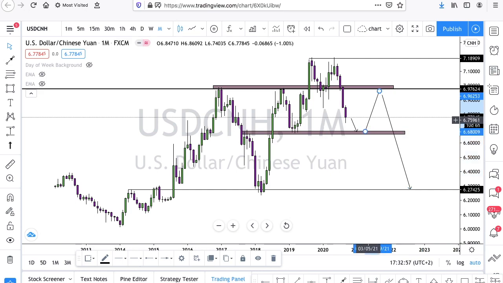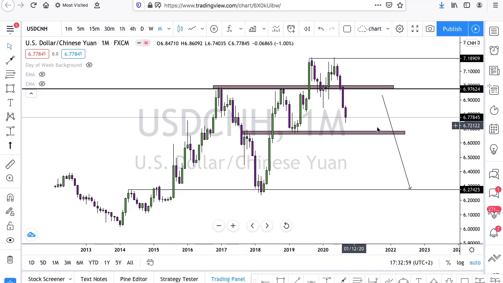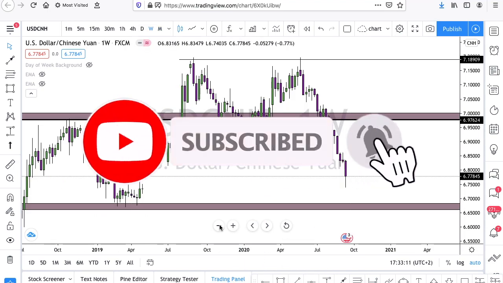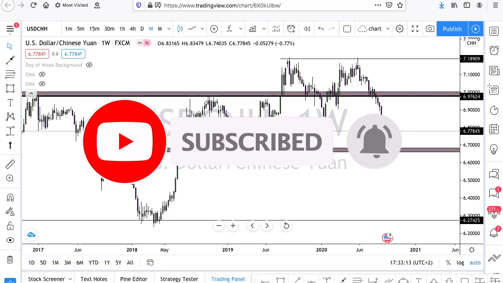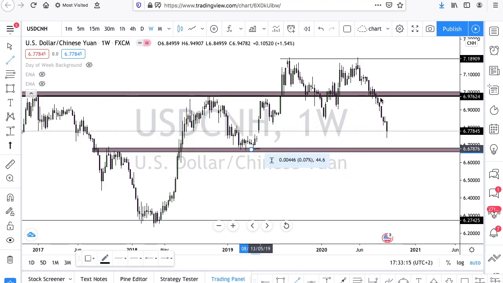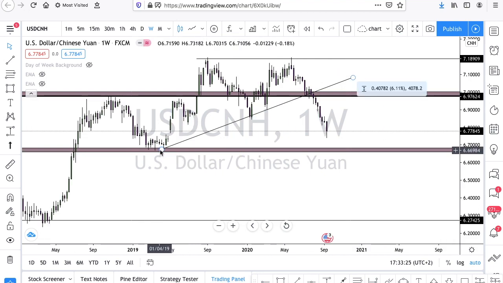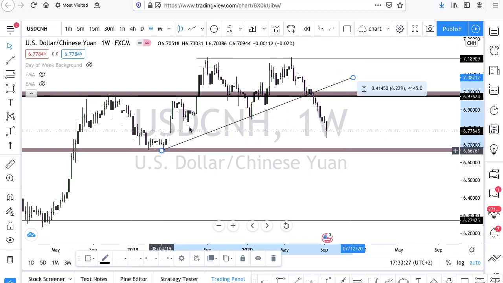So let's drop down to the weekly just to go in depth of this analysis. So on the weekly time frame, the Chinese yuan was finding support on this trend line. As you can see, it was finding support on this trend line. Price came here, failed to go below, came here, found support. It was supporting price from going below this line.